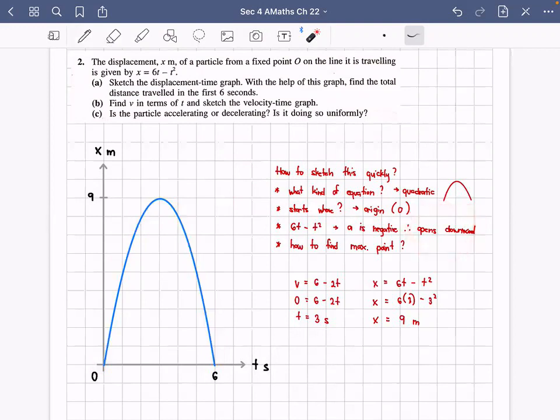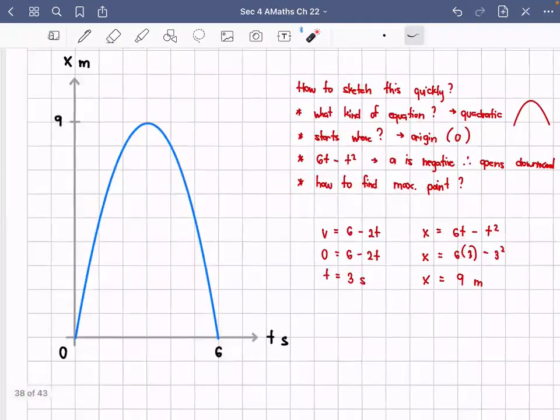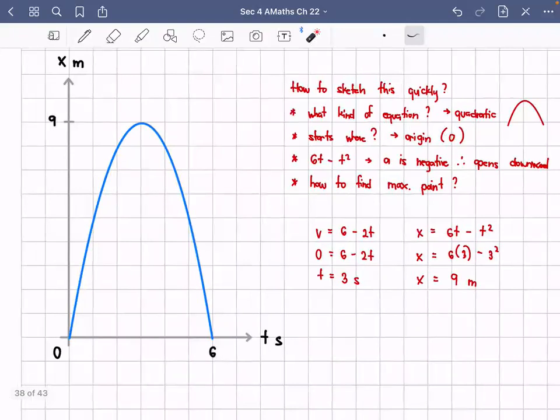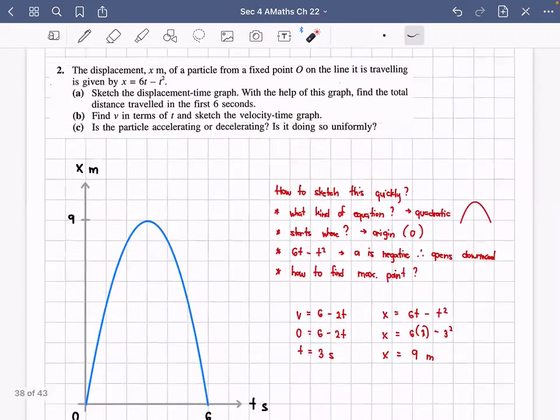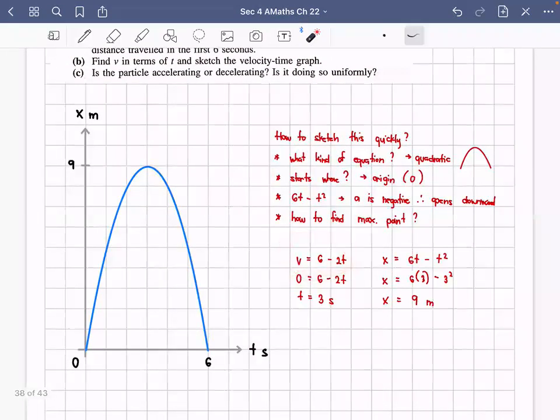Okay, and we know that it's the first 6 seconds, right? But how do you find the maximum point of this curve? So basically, class, there's a little bit of steps here. So v is equal to 6 minus 2t. What I did there is to get the derivative of the displacement function, because at the maximum point, velocity is 0, right? So 0 is equal to 6 minus 2t. Therefore, it will reach its maximum point after 3 seconds.